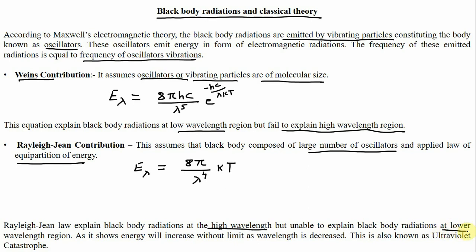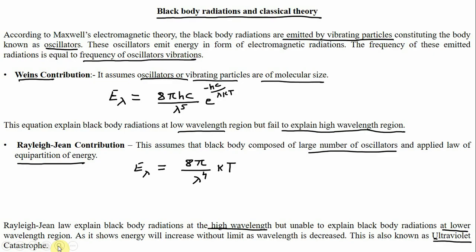However, again, the Rayleigh-Jeans law explained black body radiations at high wavelength, but it failed to explain black body radiations at low wavelength. Because you can easily see energy is inversely proportional to the fourth power of the wavelength. So, as the wavelength decreases, energy will increase without any limit. And this is called the ultraviolet catastrophe. According to Rayleigh-Jeans law, energy density is inversely proportional to the fourth power of wavelength. So, if we keep temperature constant, as the wavelength decreases, energy will increase without any limit. This is called the ultraviolet catastrophe.